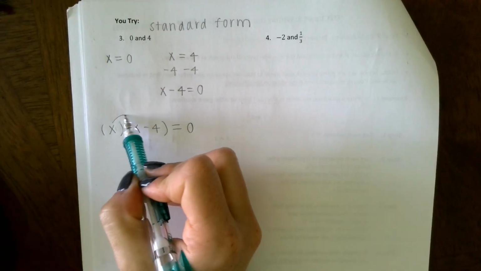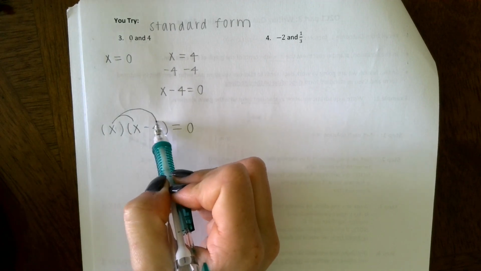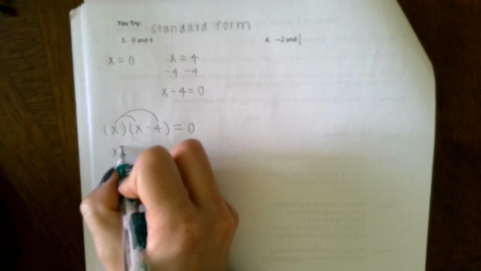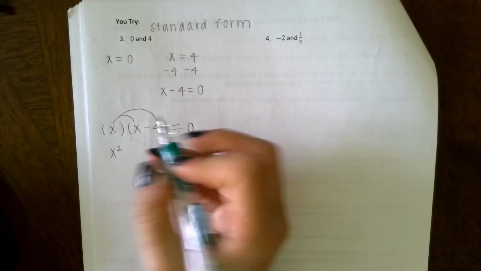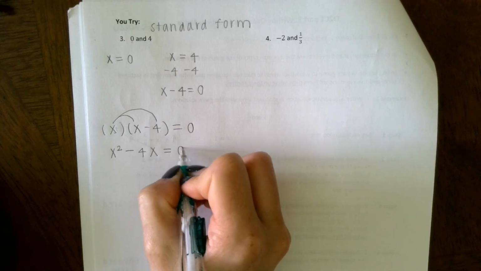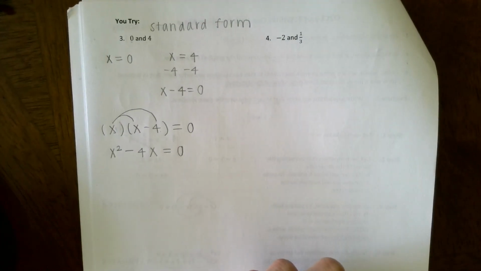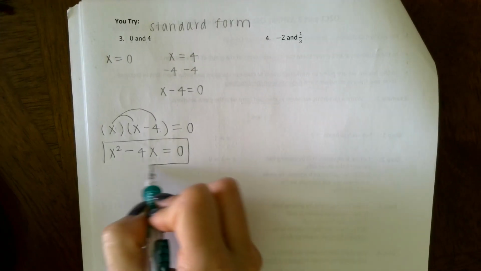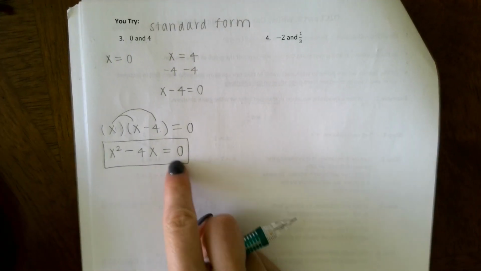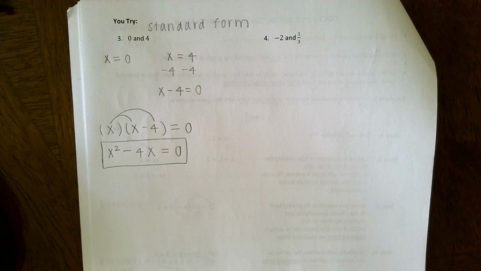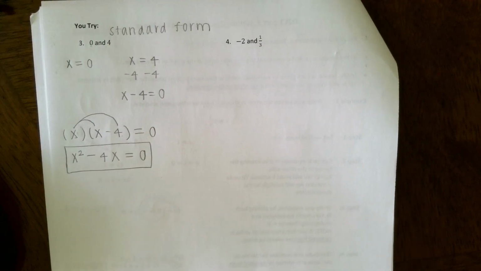All right, we're going to go ahead and distribute. Only one thing to distribute this time, and it's that x. So x times x gives me x squared, and x times negative 4 is negative 4x. This right here is my final answer in standard form, and it's equal to 0. Go ahead and pause your video to try number 4, and then I will show you the answers.